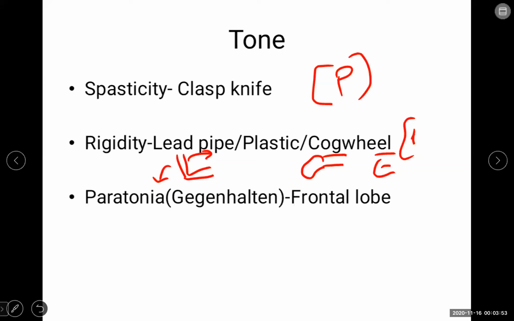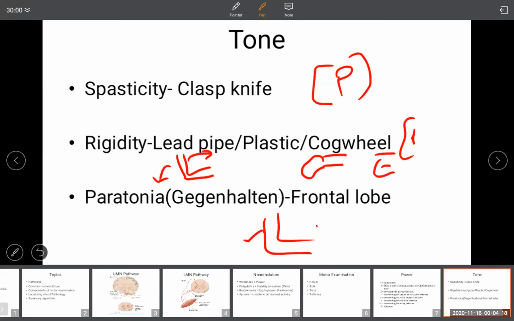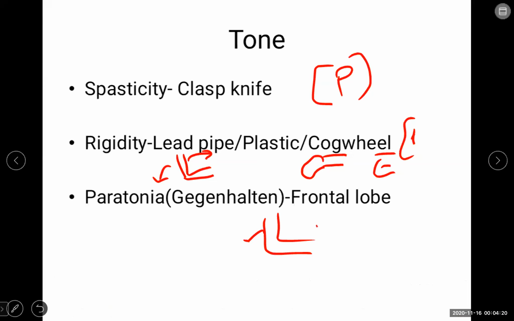And the final term is paratonia, also known as Gegenhalten. It's seen in frontal lobe lesions. So what happens here is there's an increase in tone of both flexors and extensors, but the amount of resistance given by the patient corresponds to the amount you try to move the limb. Suppose you're trying to extend the limb and you use minimal force, you'll find that the resistance is less. When you increase the amount of force you use to move the limb across the joint, the tone tends to increase. It's almost as if the patient is resisting the movement. So these are three types of tone that you commonly see.